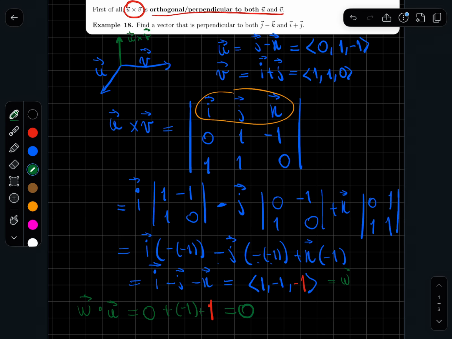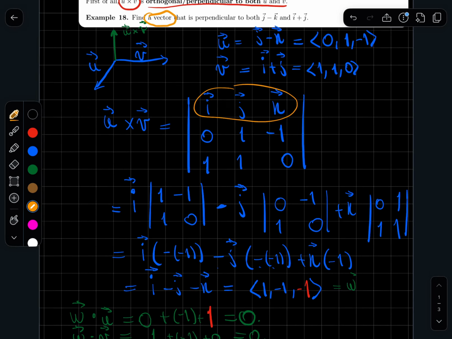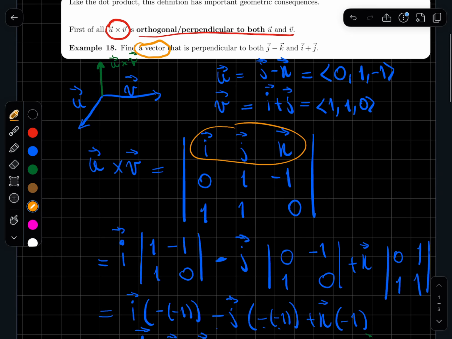And then now that will be 0, which shows you that W and U are perpendicular. If you do W and V, you will also get, what will you get? 1 times 1 is 1, negative 1 times 1 is negative 1, and then plus 0, you also get 0. So this is a vector that's perpendicular to both. It's not the only one, right? This is why the problem asks for a vector that's perpendicular to both.